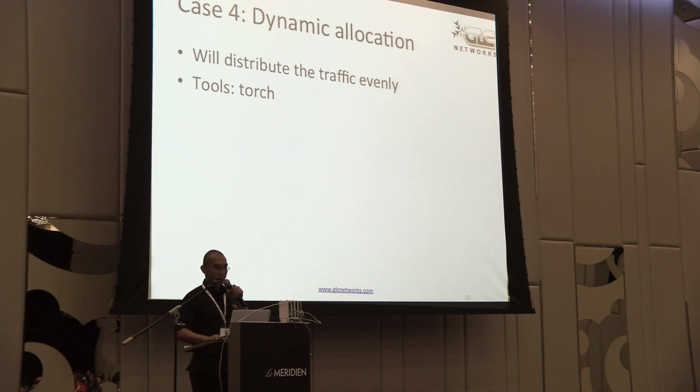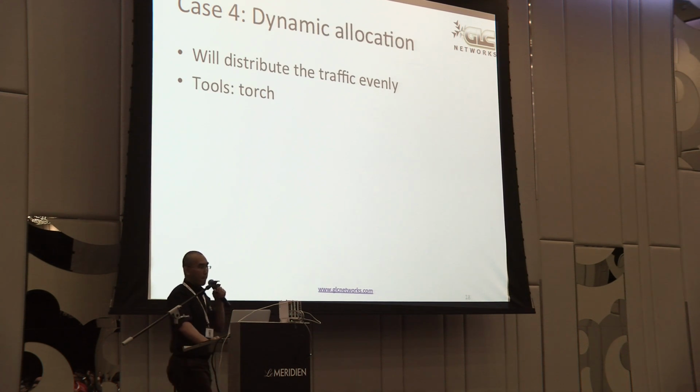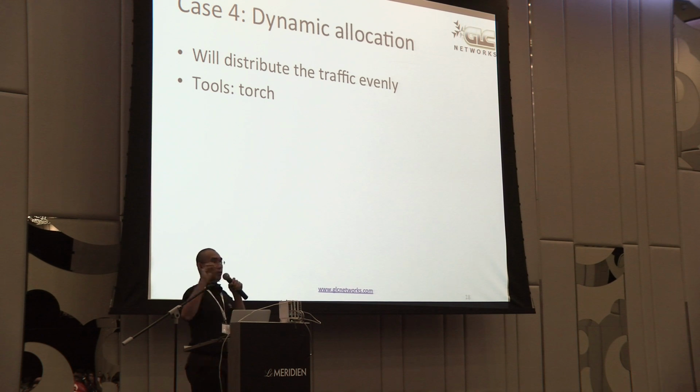And then case number 4, dynamic applications, will distribute the traffic evenly. For this one, we use the PCQ feature of MikroTik. If one user is online, then all traffic will be allocated for that particular user. Two online, divided by 2. Three online, divided by 3.